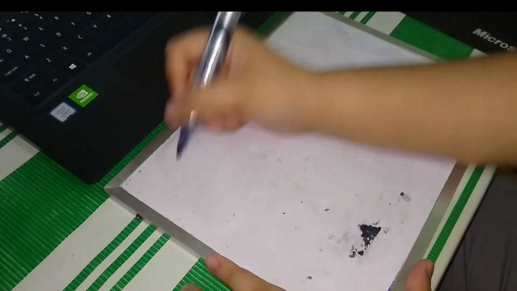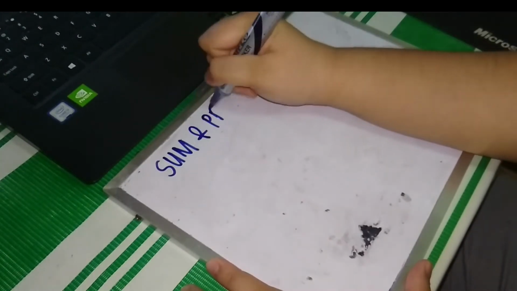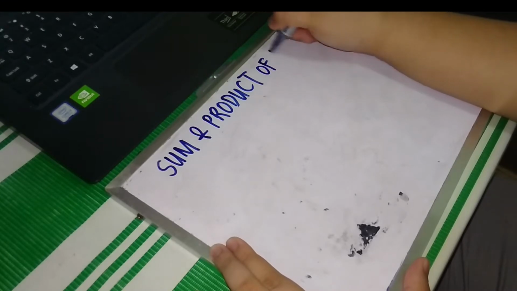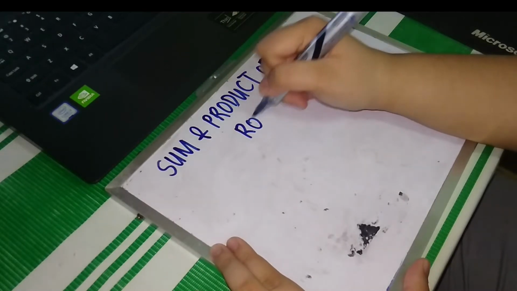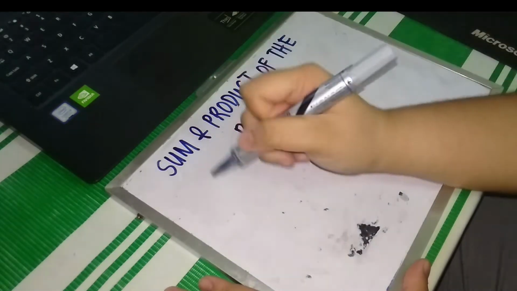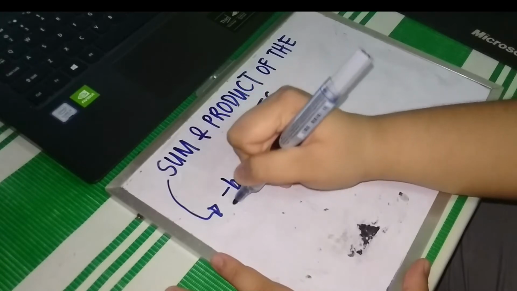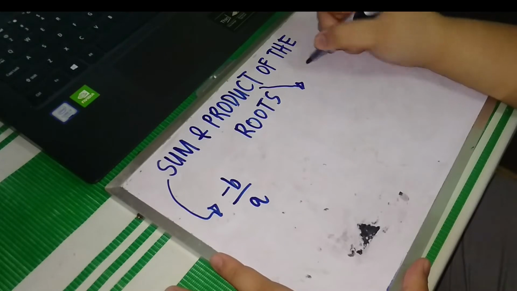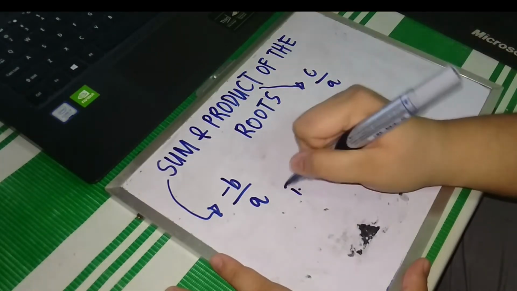Okay, hi guys! So ngayon, ituturo ko sa inyo ang pagkuha ng sum and product of the roots. So ito ay lesson ng grade 9. So una, ang kailangan nating tandaan para makuha natin yung sum ay negative b over a. Tapos yung product naman ay c over a. So let's have an example.